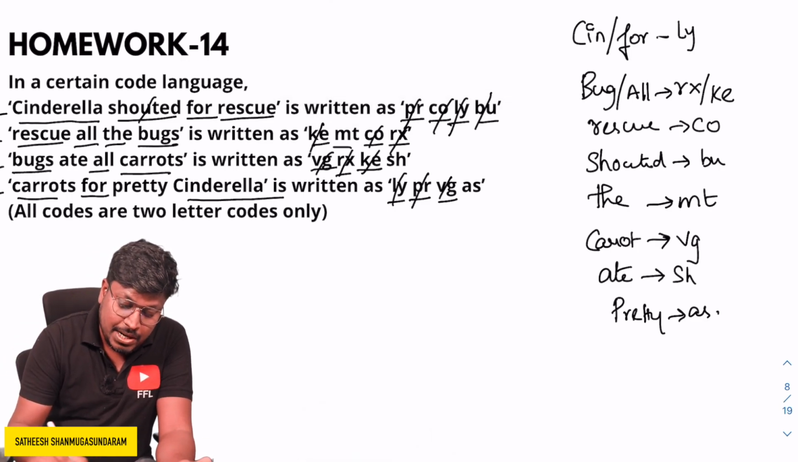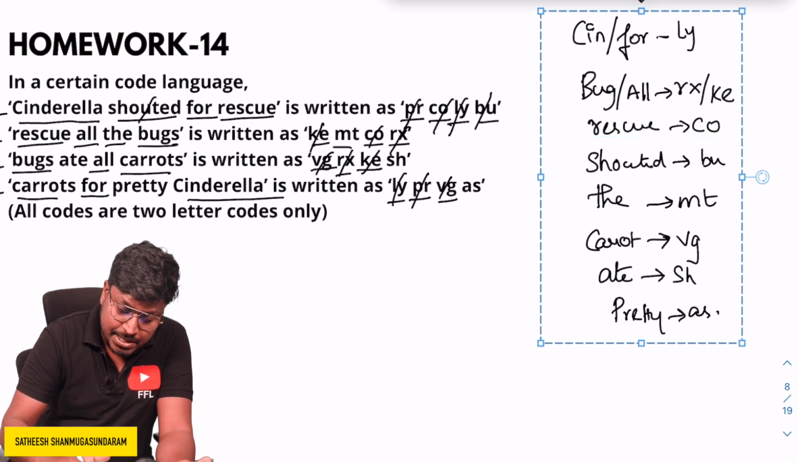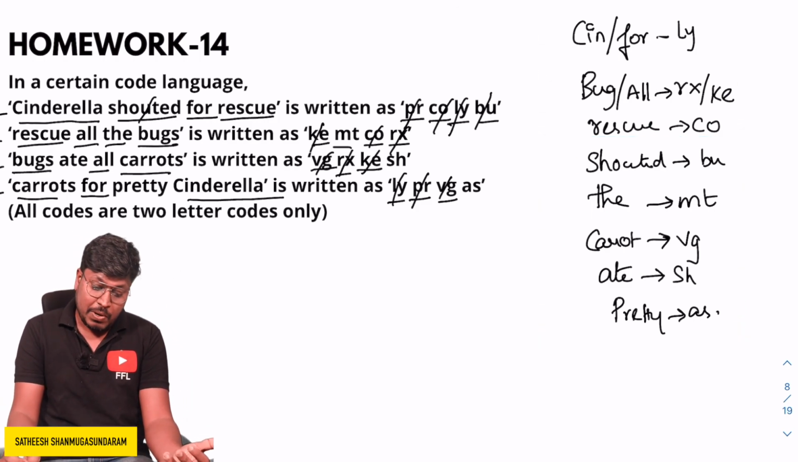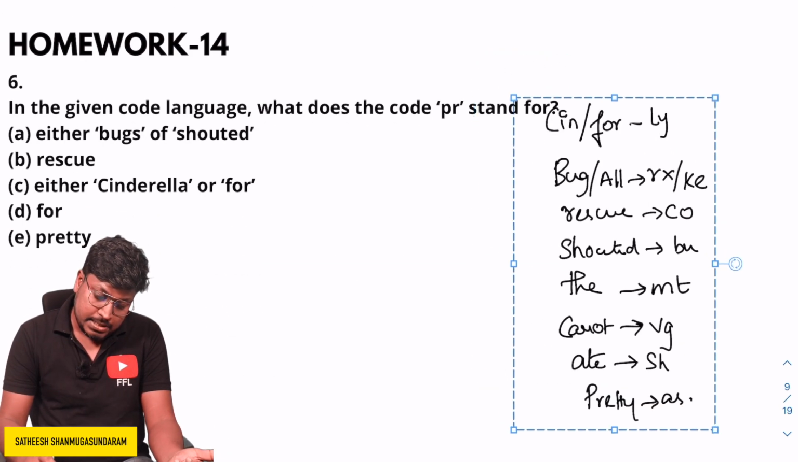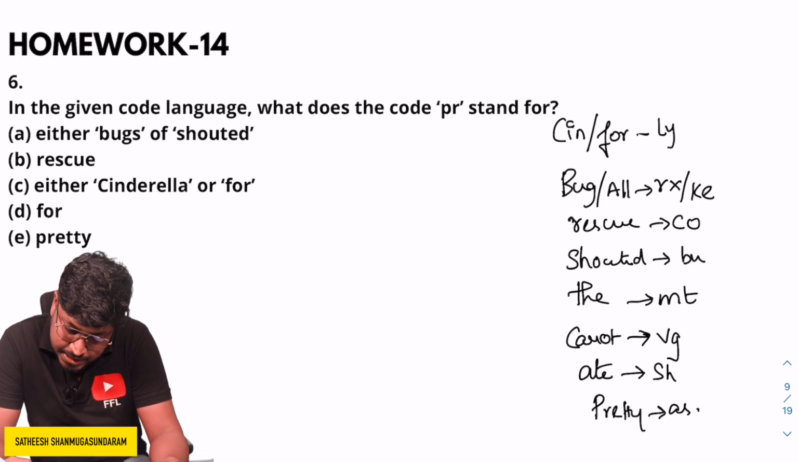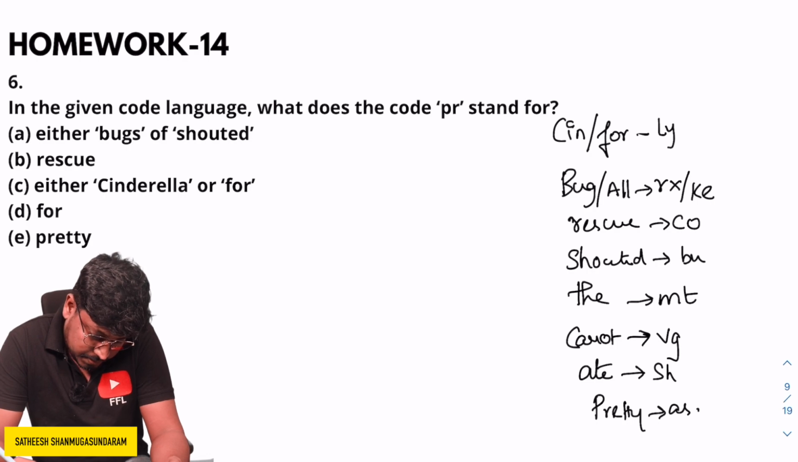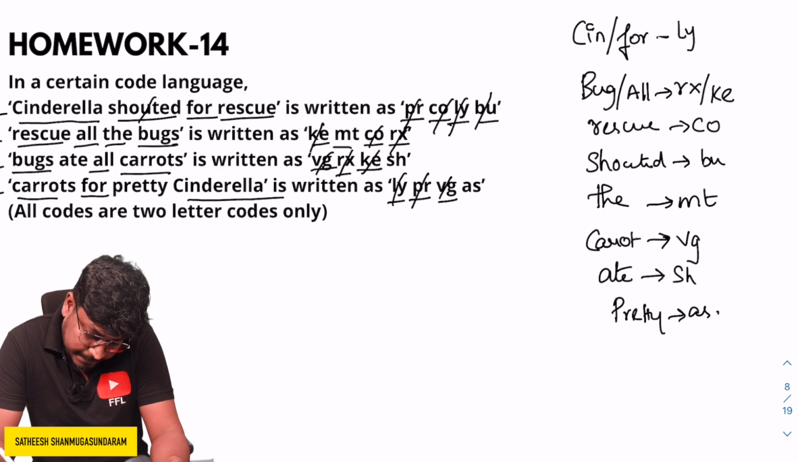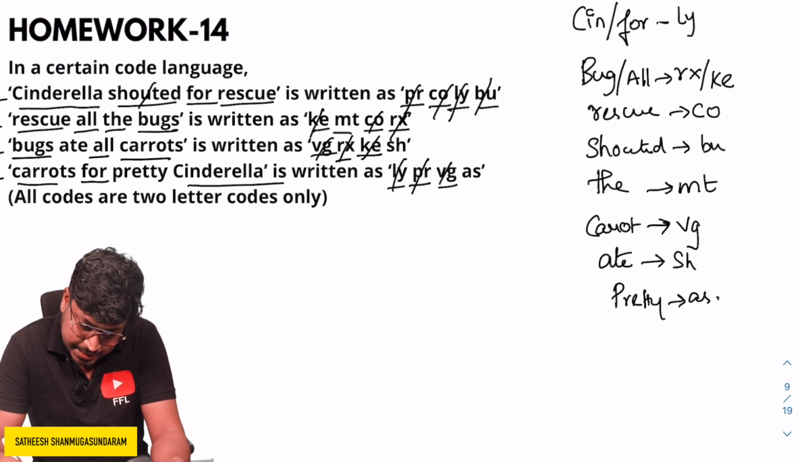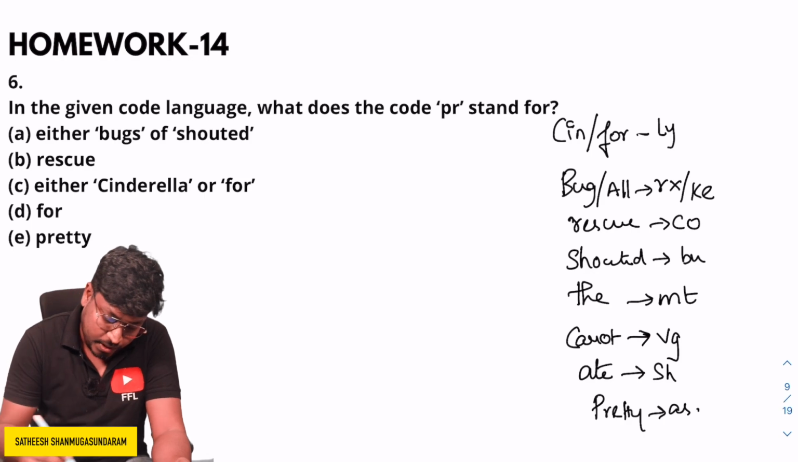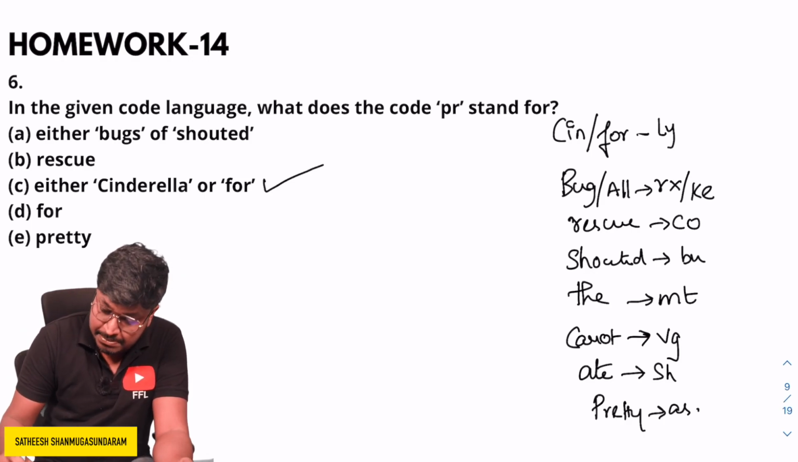So this might alone take you nearly 1 minute or 1.5 minutes, and then solving all the questions under this will be very easy. So just see here, what is the code that PR stands for? Is there any word as PR here? Yes, Cinderella and for will be LY and PR, right? So we can say that either Cinderella or for, which is option number 3.